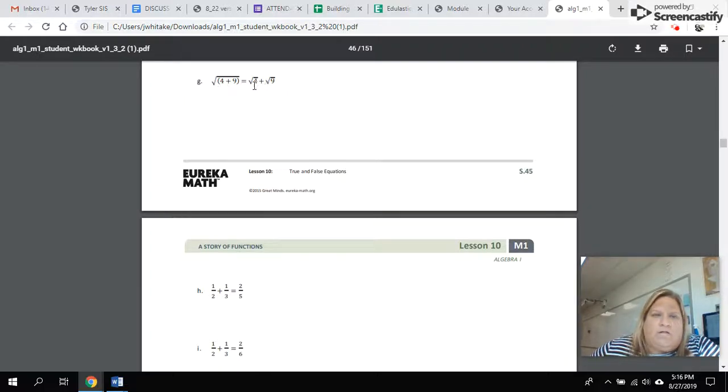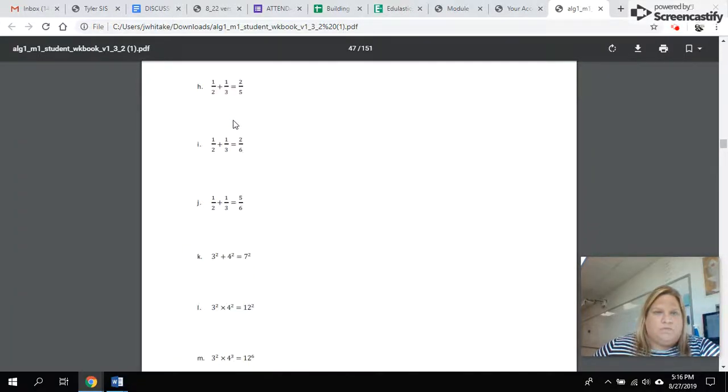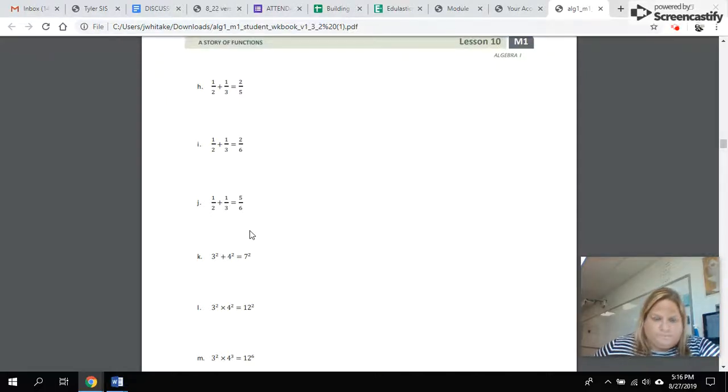But 4 and 9 individually are perfect squares. So the radical of 4 is 2, and the radical of 9 is 3. And then you'd have a different number, which would be 2 plus 3, which is 5, and then the square root of 13 is a nice decimal, so that's why it doesn't equal each other. Hence why it's false. H is false.